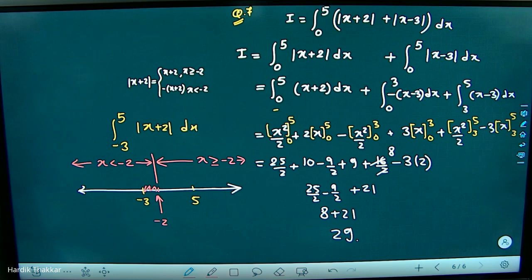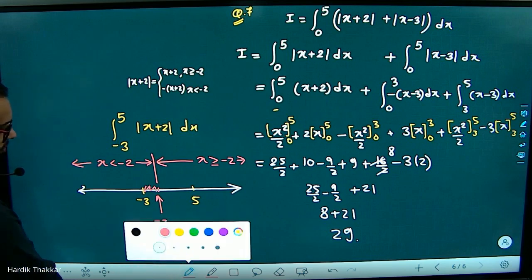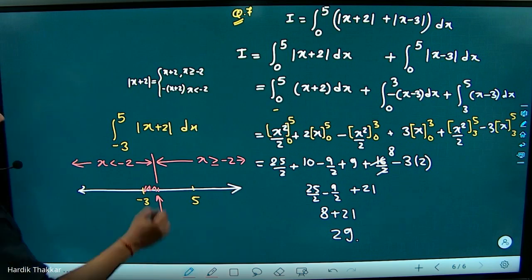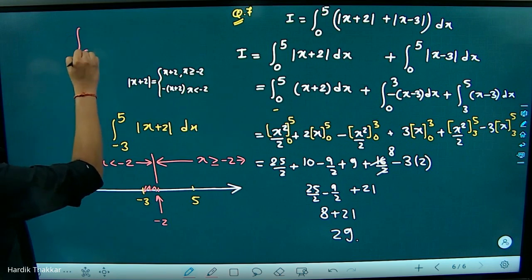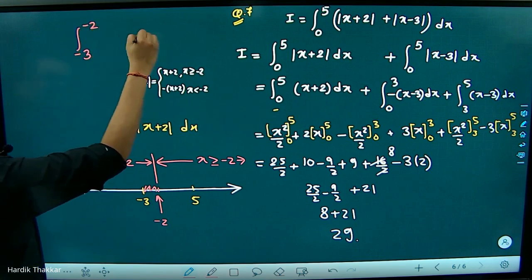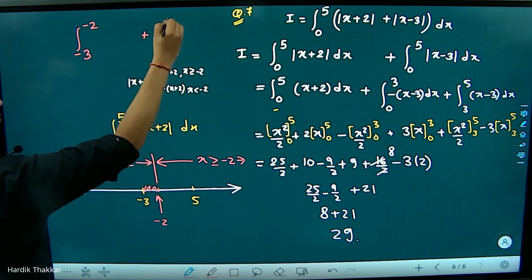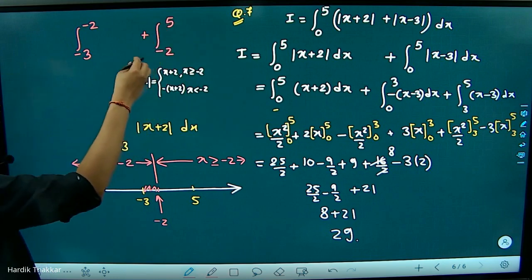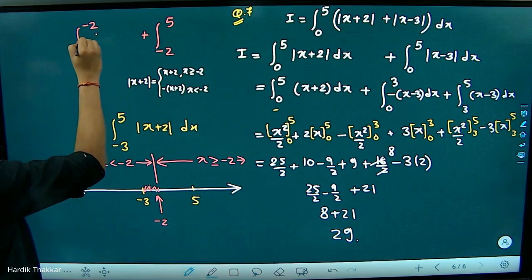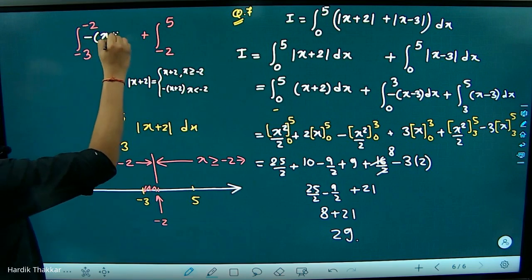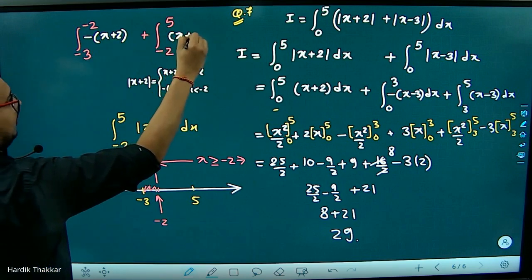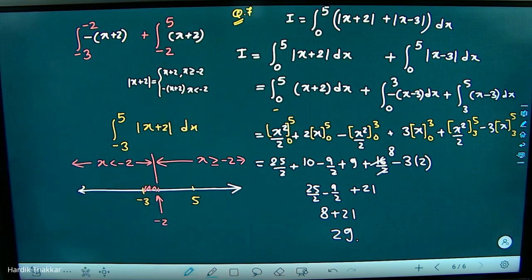Just let me explain you. The limit will be like this, -3 to -2, and second will be from -2 to 5. This is what you're saying? Yes, sir, in this way. Yes, yes. For this value, it will be negative of x plus 2, and for this, it will be positive of x plus 2, like this. Okay. Yes, sir.